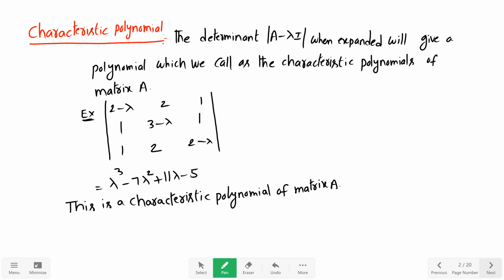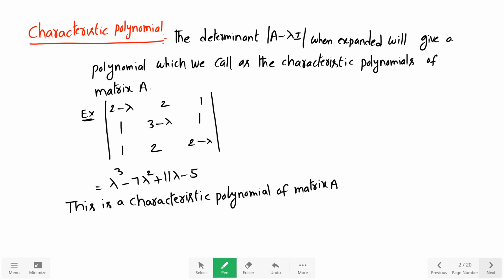The next definition is the characteristic polynomial. The determinant of A minus lambda I, when expanded, will give a polynomial which we call the characteristic polynomial of the matrix A. For example, in the last example, the determinant of 2 minus lambda, 2, 1, 1, 3 minus lambda, 1, 1, 2, 2 minus lambda, when expanded, gives the characteristic polynomial lambda cube minus 7 lambda square plus 11 lambda minus 5.